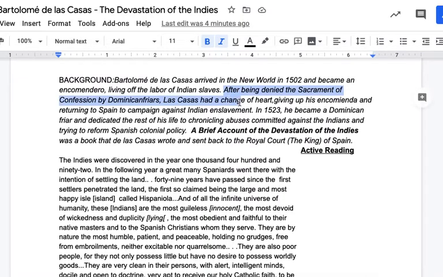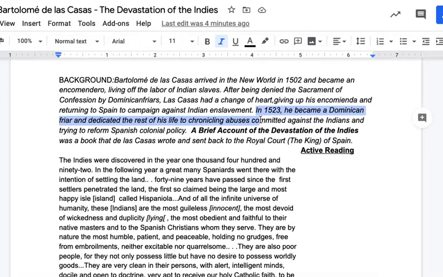After being denied the sacrament of confession by Dominican friars, Las Casas had a change of heart, giving up his encomienda and returning to Spain to campaign against Indian enslavement. Okay, so that was true. He was a bad dude, but he could no longer take communion, so he changed and he decided he'd fight for these people's freedom, and he went back to Spain to do it.